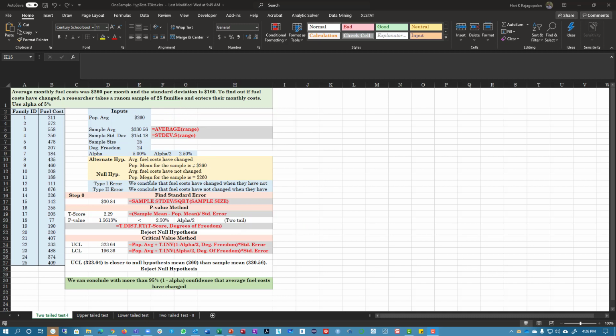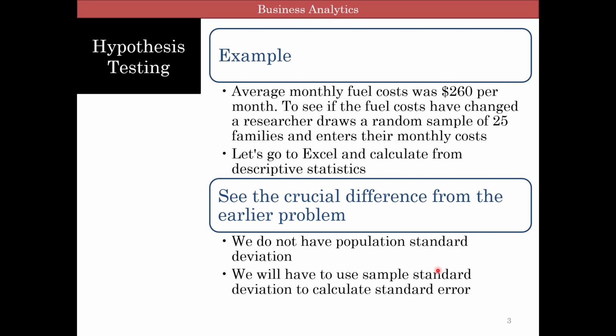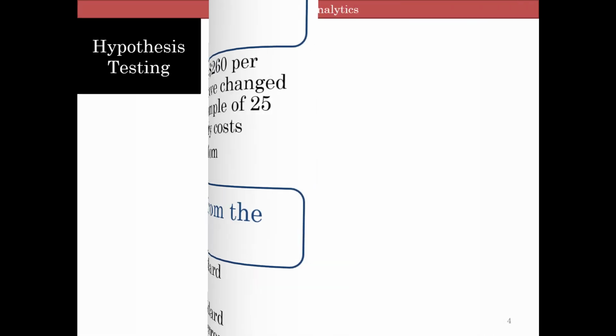I'll go through all this in Excel once we go through the PowerPoint slides. I'll actually go through the PowerPoint slides first so that it's broken up and easier for you to understand. So now we have the sample standard deviation, and we're going to use that to calculate standard error, which is standard deviation divided by the square root of sample size.